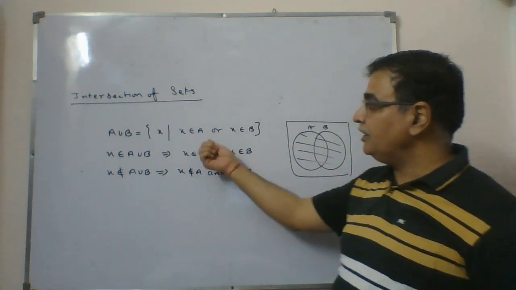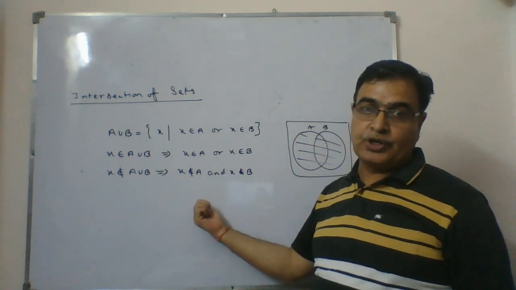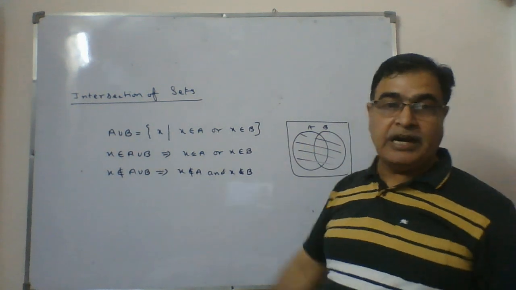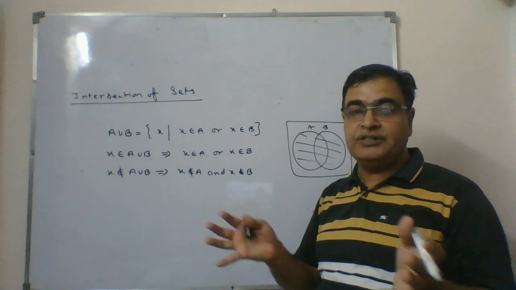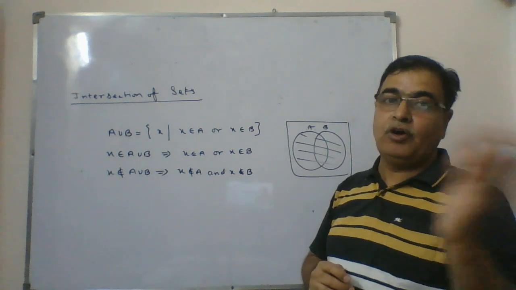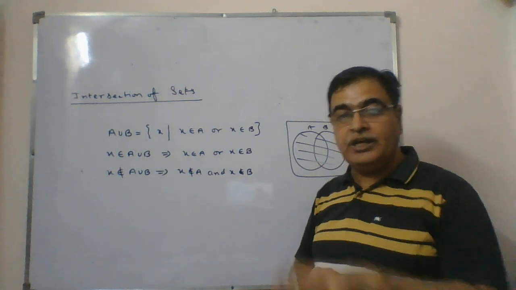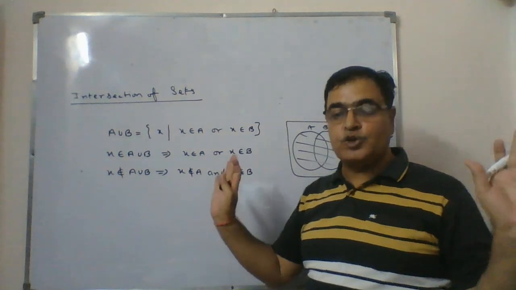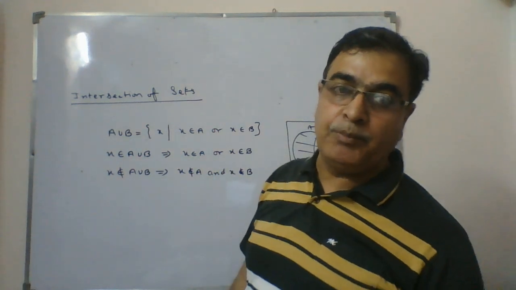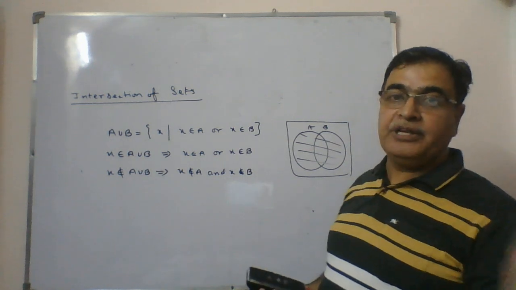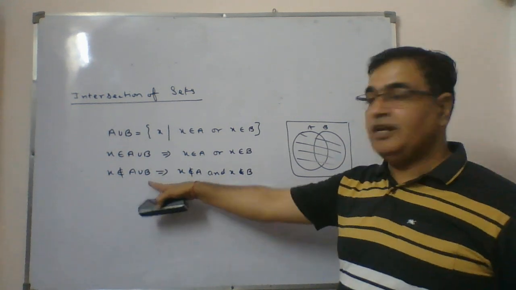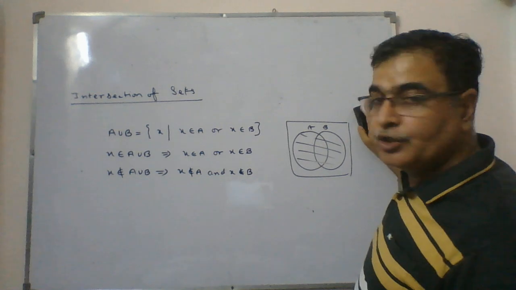So in A union B, this thing also you should remember. So A union B we have completed. A union B, I told you, is the collection of those elements which are either in A or in B or in both. And if it is not in A union B, then it should be outside, meaning it cannot be a member of A and cannot be a member of B. So neither in A nor in B, then it will not be an element of A union B. So that you should keep in mind.